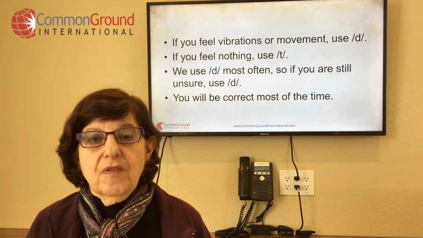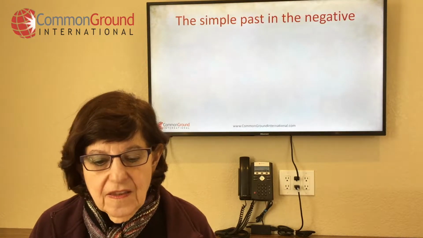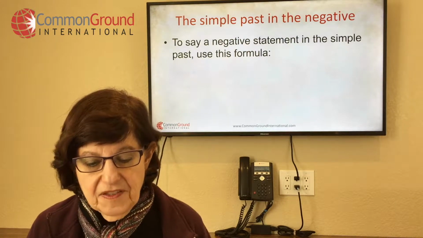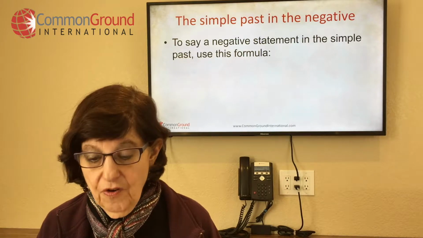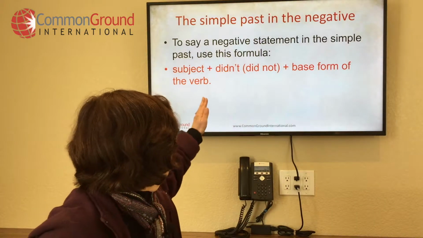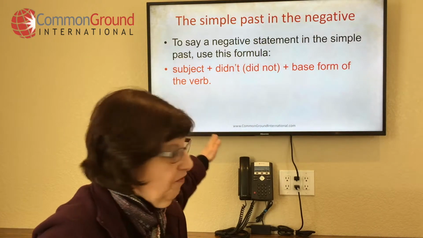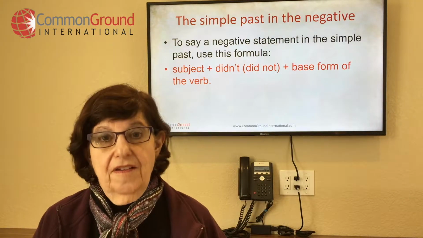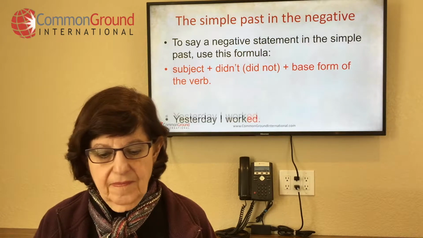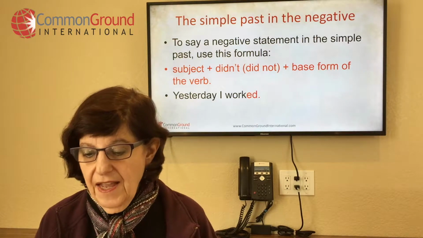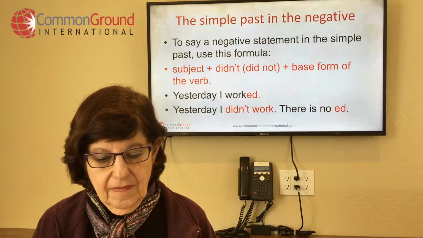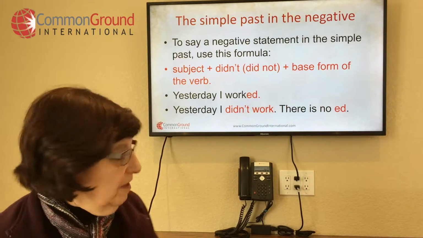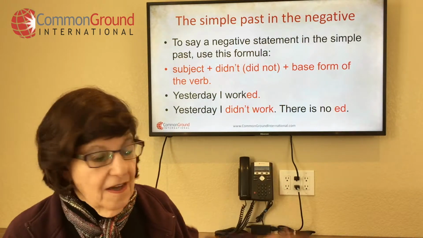Okay, we've talked about the simple past in the affirmative. Let's talk about the simple past in the negative. To say a negative statement in the simple past, we have a formula. Subject, didn't or did not, and base form of the verb. This is the same for first, second, third person singular, first, second, third person plural. Yesterday I worked. Yesterday I didn't work. Notice there is no ed on worked. It's didn't and base form.